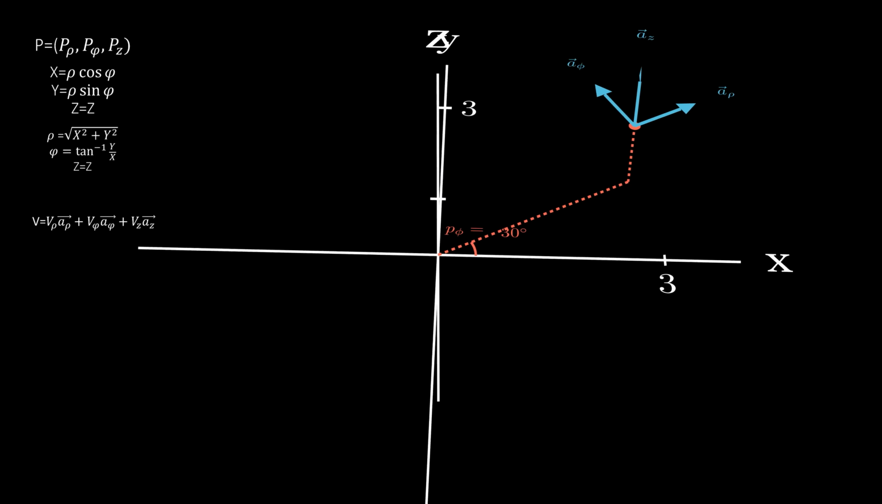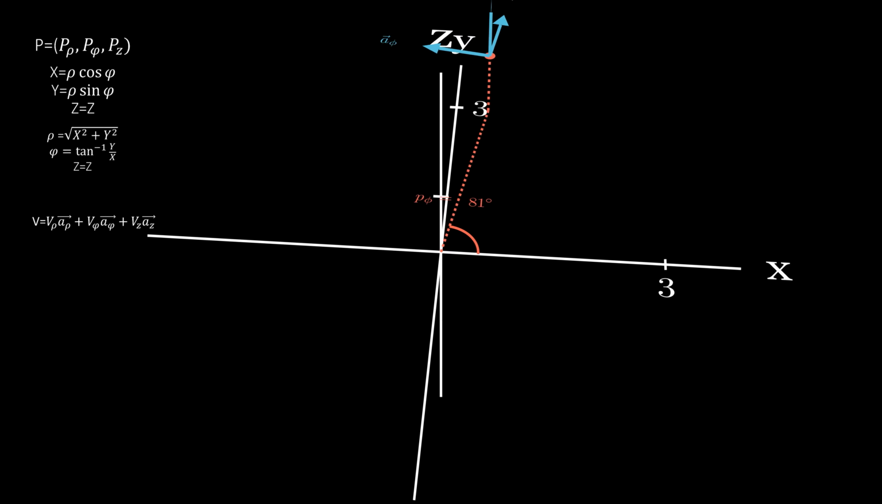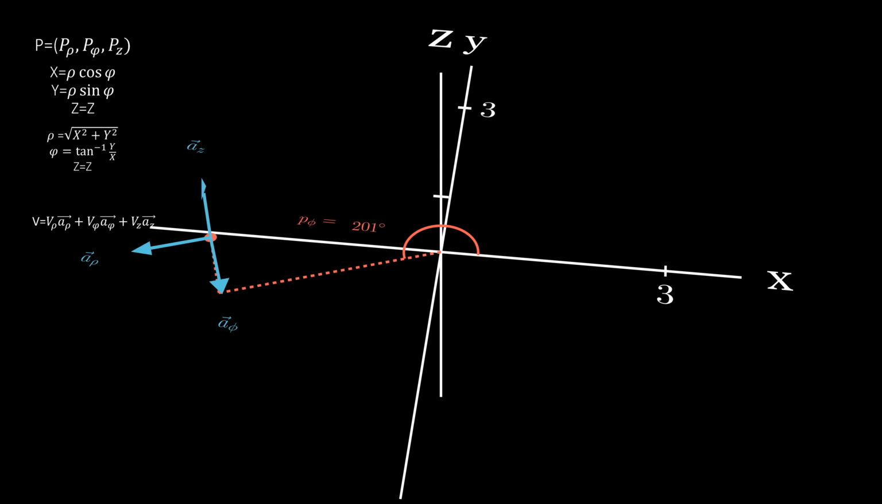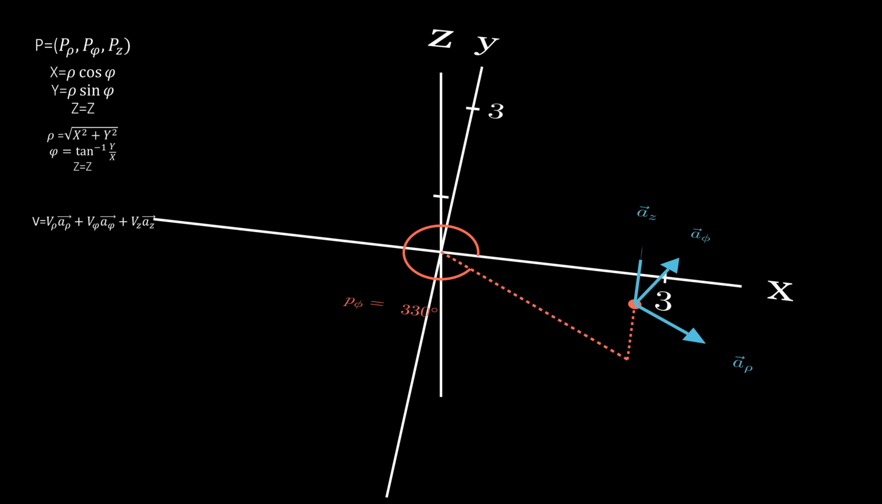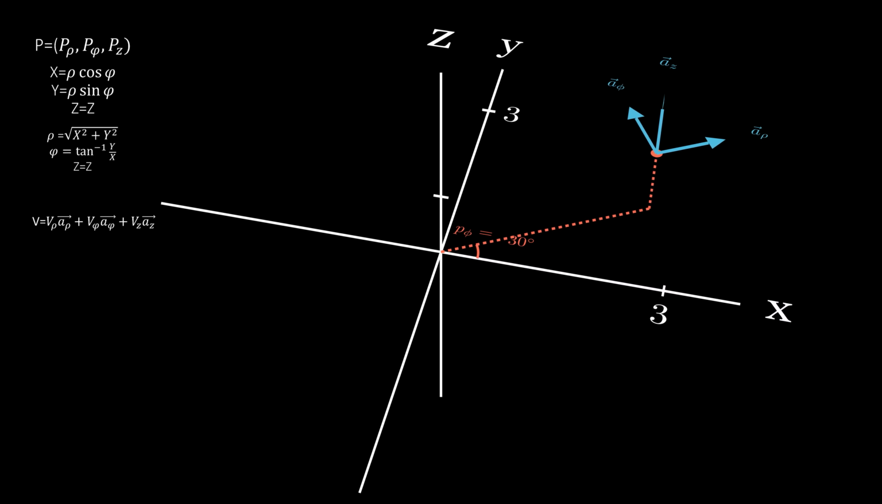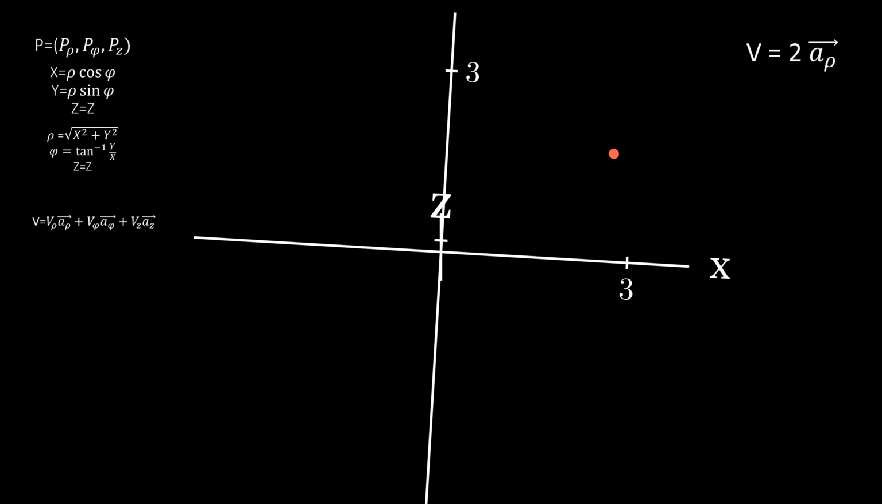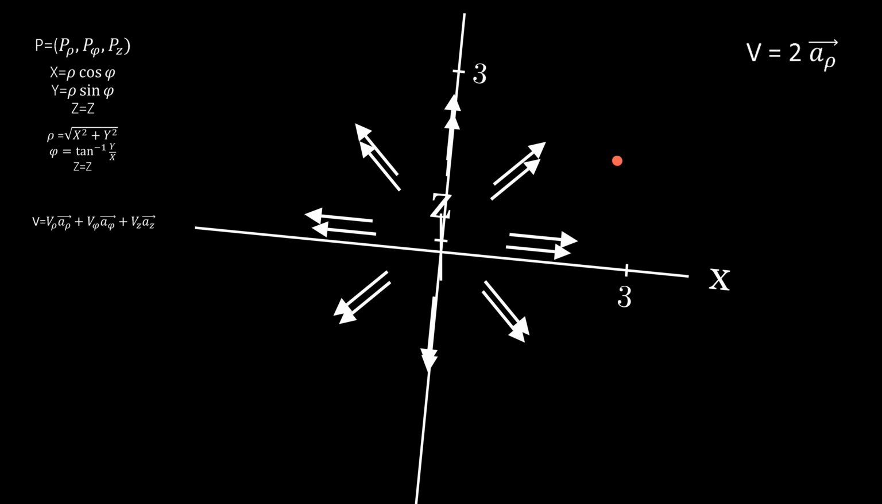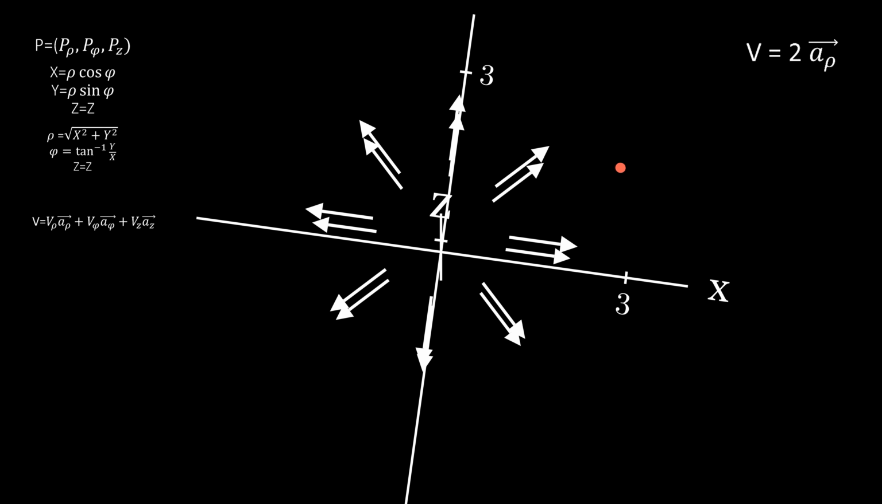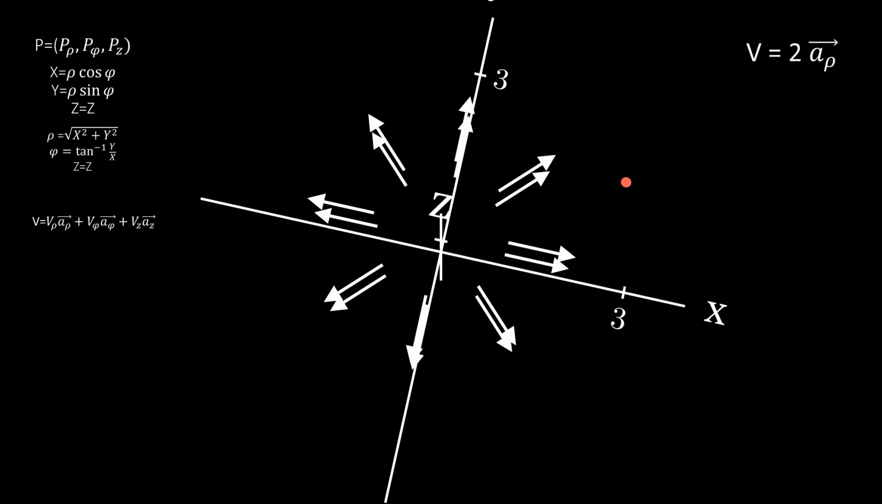If we rotate the vector around the z-axis, as the angle of the point b phi changes, the direction of rho and phi also changes, which means if we have the same vector, let's say vector 2a rho, placed at different points in space, this vector is going to have different directions depending on the position of the vector.